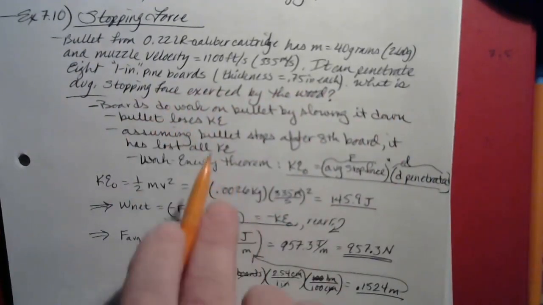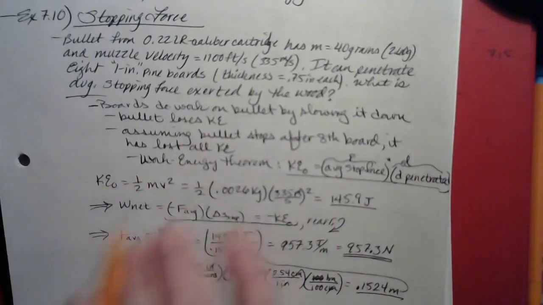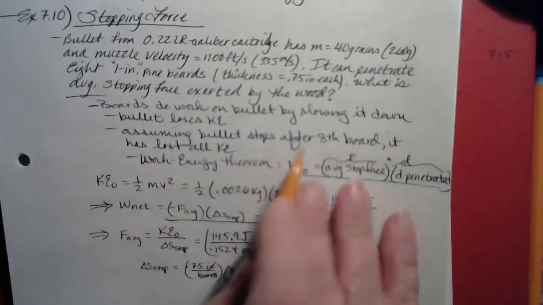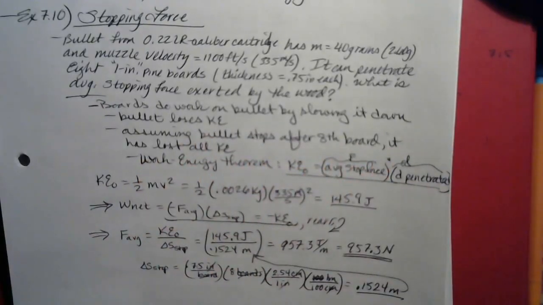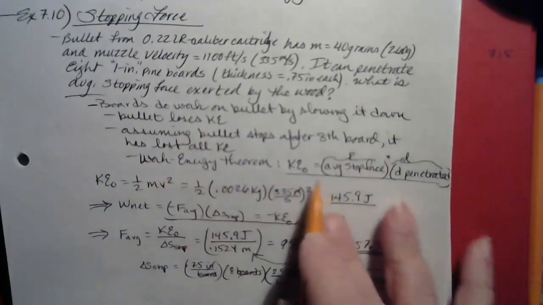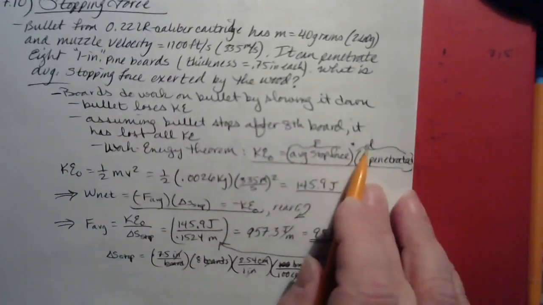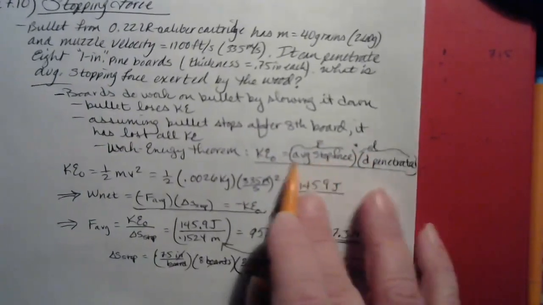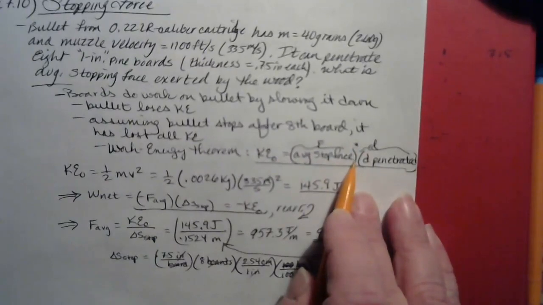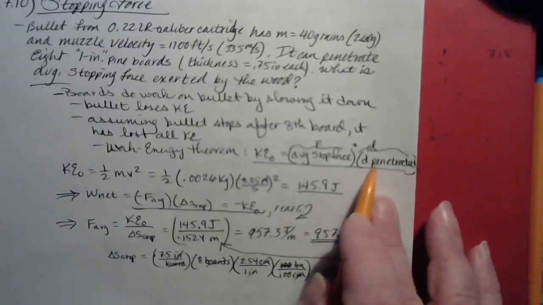Okay, so the boards do work on the bullet by slowing it down. The bullet loses kinetic energy as it goes through the boards. Assuming the bullet stops after the 8th board, that means that the bullet has lost all of its kinetic energy at that point. So according to the work energy theorem, the original kinetic energy would be equal to force times distance. The force would be the average stopping force exerted by the boards, and the distance would be the distance that the bullet penetrates into the boards.